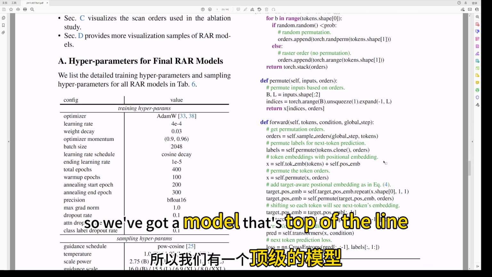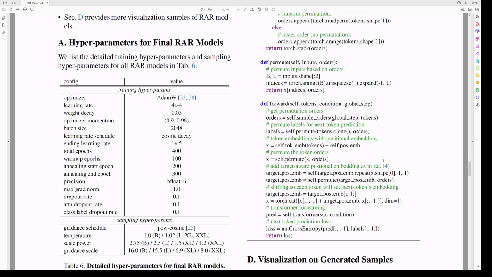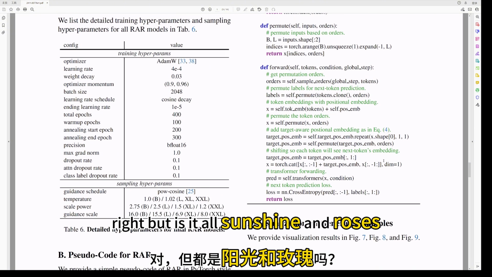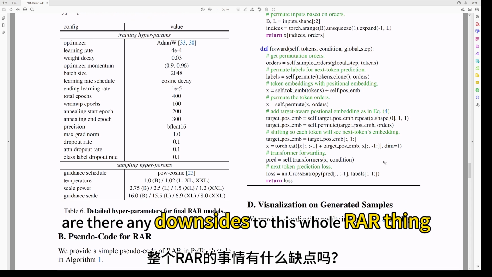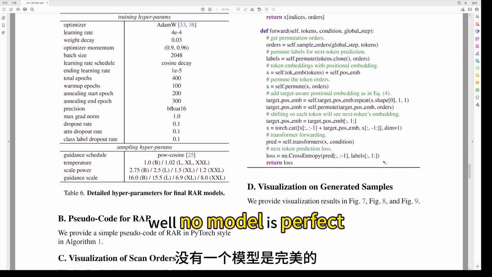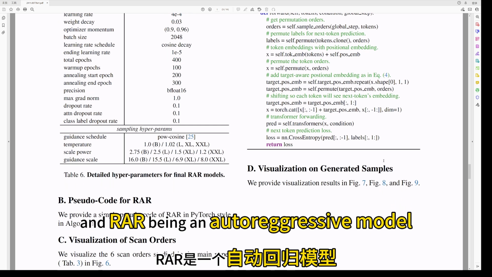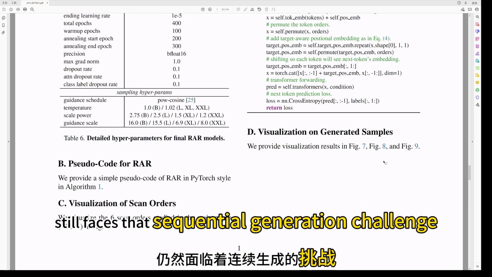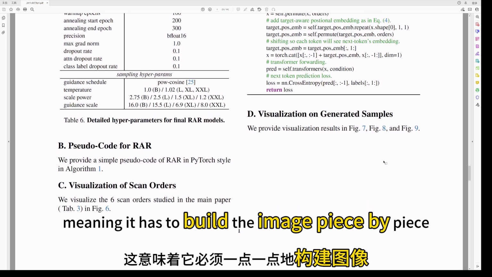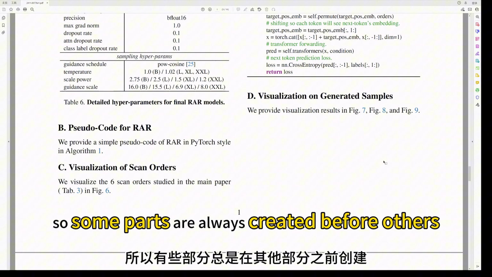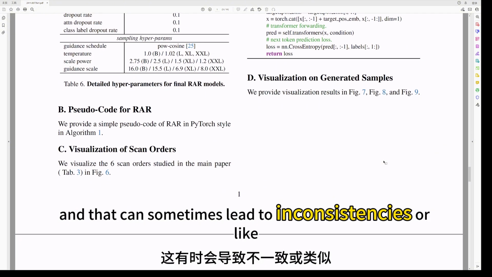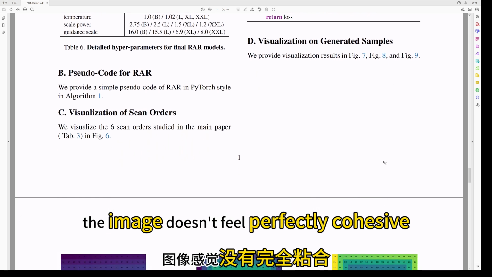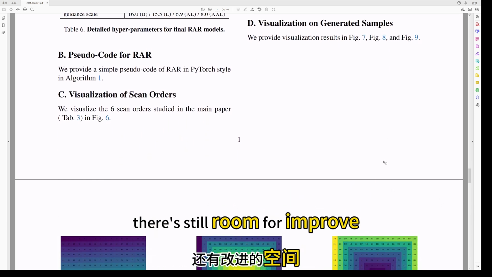So we've got a model that's top of the line in performance and super efficient. Pretty impressive, right? But is it all sunshine and roses? Are there any downsides to this whole RAR thing? Well, no model is perfect, and RAR, being an autoregressive model, still faces that sequential generation challenge. Meaning? It has to build the image piece by piece, right? So some parts are always created before others, and that can sometimes lead to inconsistencies, like the image doesn't feel perfectly cohesive. So even with all the bidirectional context stuff, there's still room for improvement.